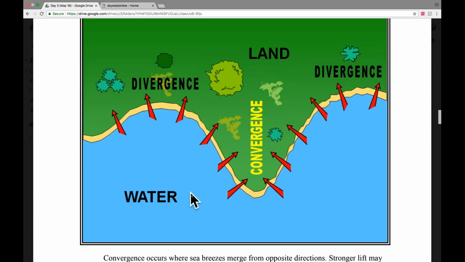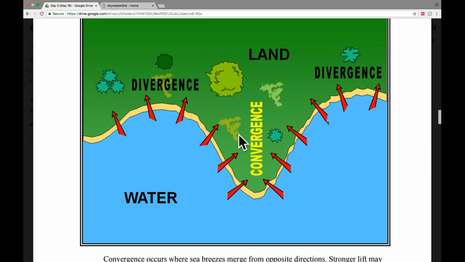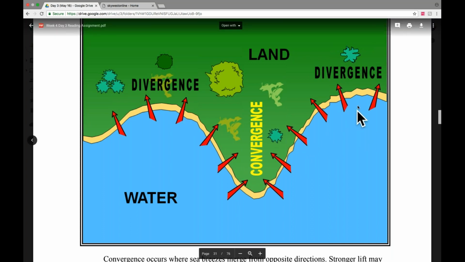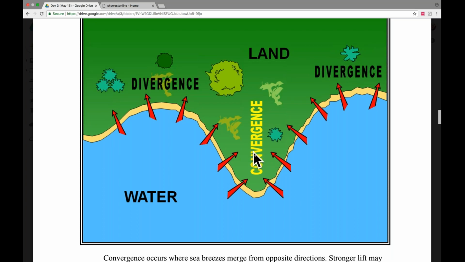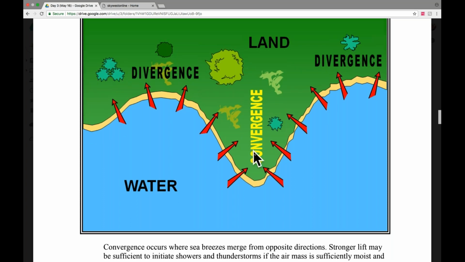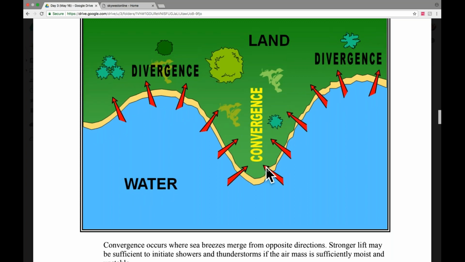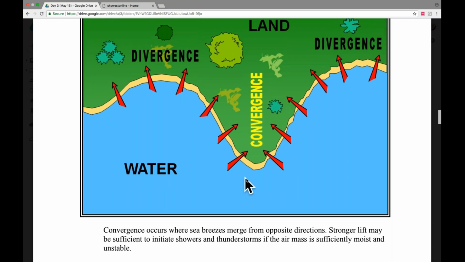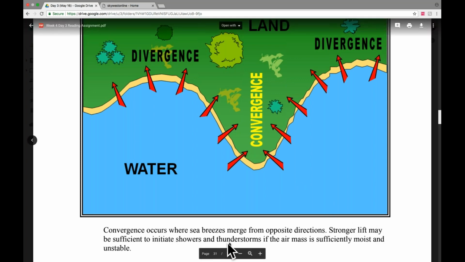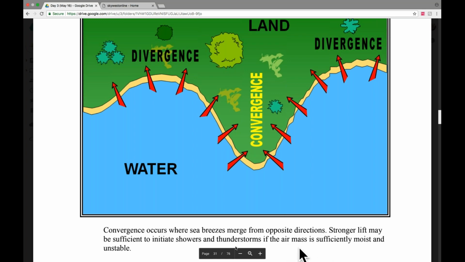So this is just kind of a graph of what it's talking about. Where we have the two different bodies of water, we have sea breeze opposing each other. When they converge, we see heavy convective activity. Somewhere else that we see this a lot would be places like Seattle. Seattle, it rains almost on a daily basis, right? So convergence occurs where the sea breezes merge from opposite directions. Strong lift may be sufficient to initiate showers and thunderstorms if the air mass is sufficiently moist and unstable.